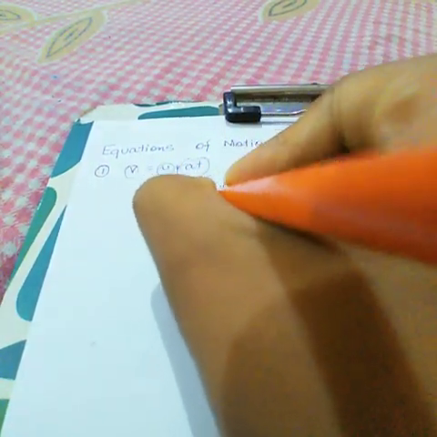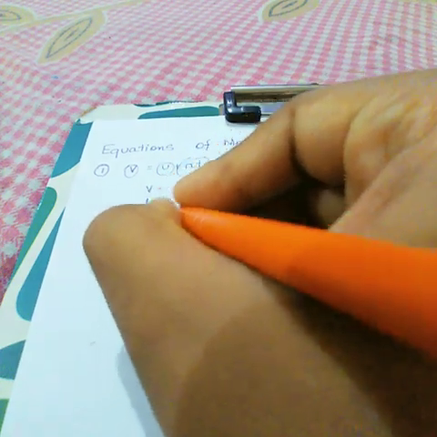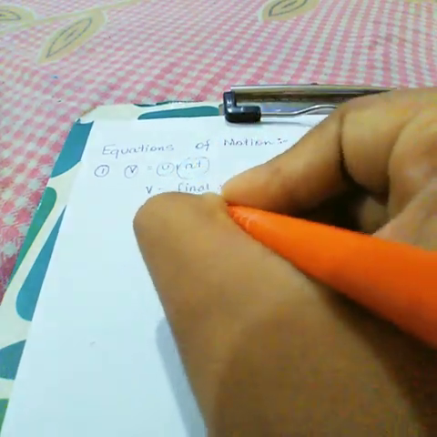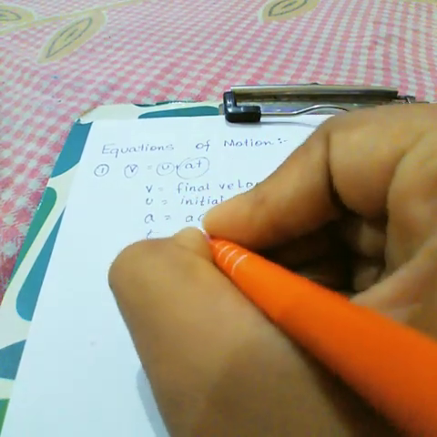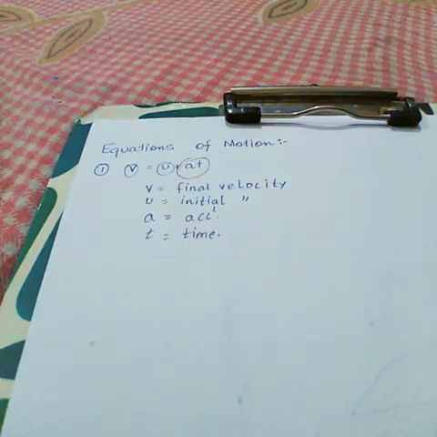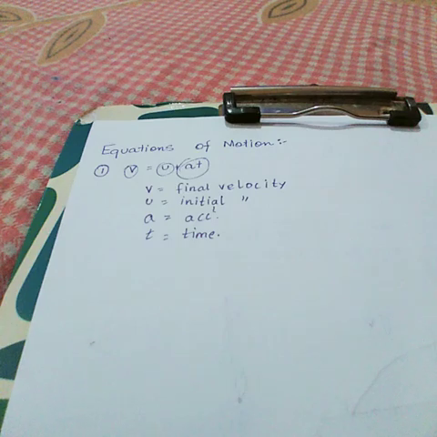U is the initial velocity, and A is the acceleration, and T is the time. Okay, T is the time. So I can tell you that this equation was simply derived from this equation.